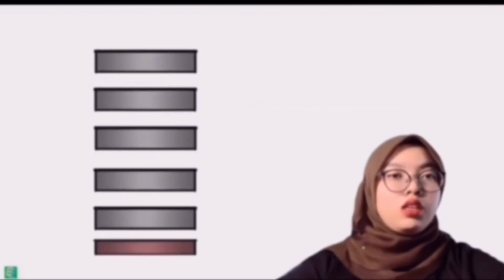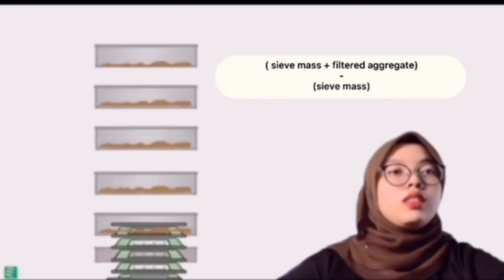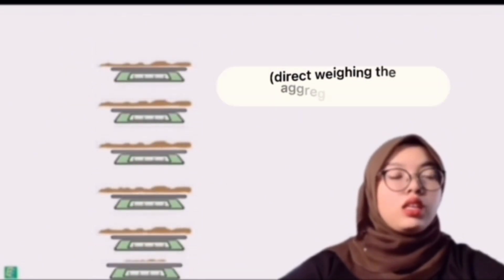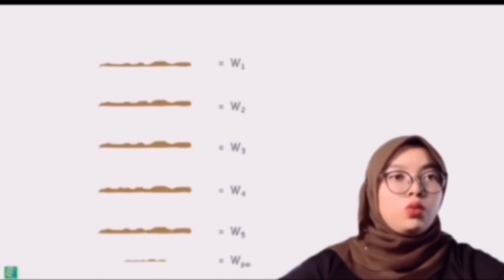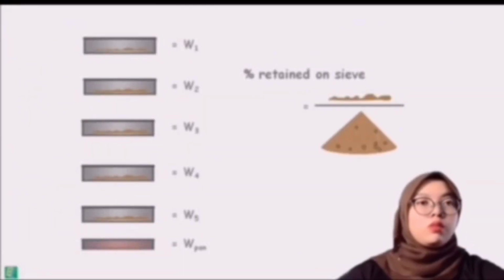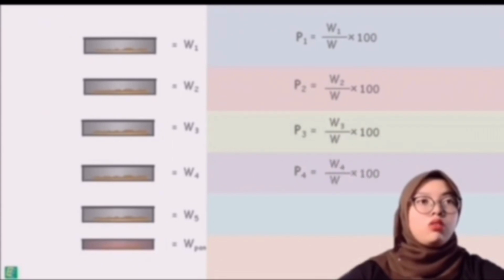Based on the procedure described, the way to identify the aggregate mass is by subtracting the sieve mass from the mass of the sieve plus filtered aggregate, or by directly weighing the aggregate mass. Each such aggregate mass will be represented by the letters W1, W2, and so on. Next, we calculate the percentage retained on each sieve by dividing the mass of aggregate filtered on the sieve, for example W1, by the total mass of aggregate weighed before the sieving process, and multiplying by 100.